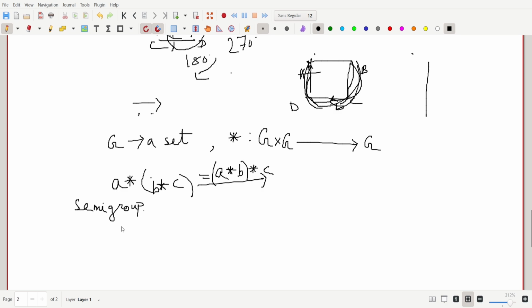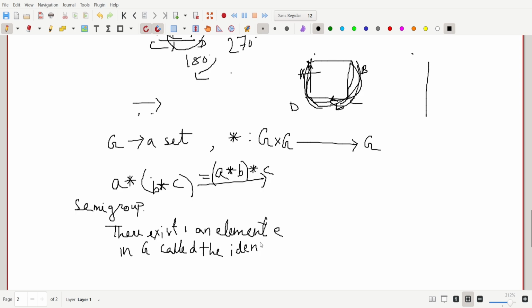So one more thing: there exists an element E. In that case, it was a 0 degree rotation. There exists an element E in G, called the identity of G, such that, it should hold on both sides, A star E is equal to A is equal to E star A.